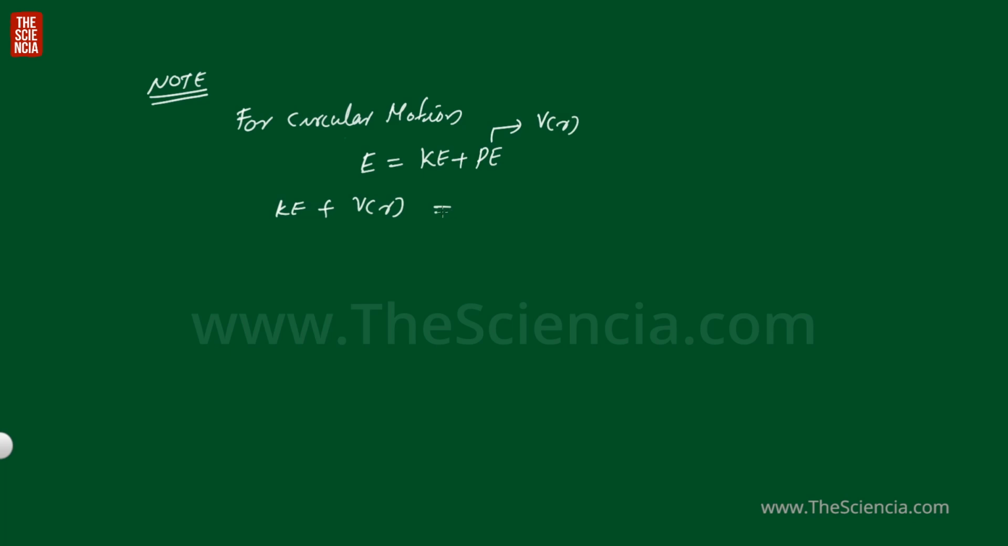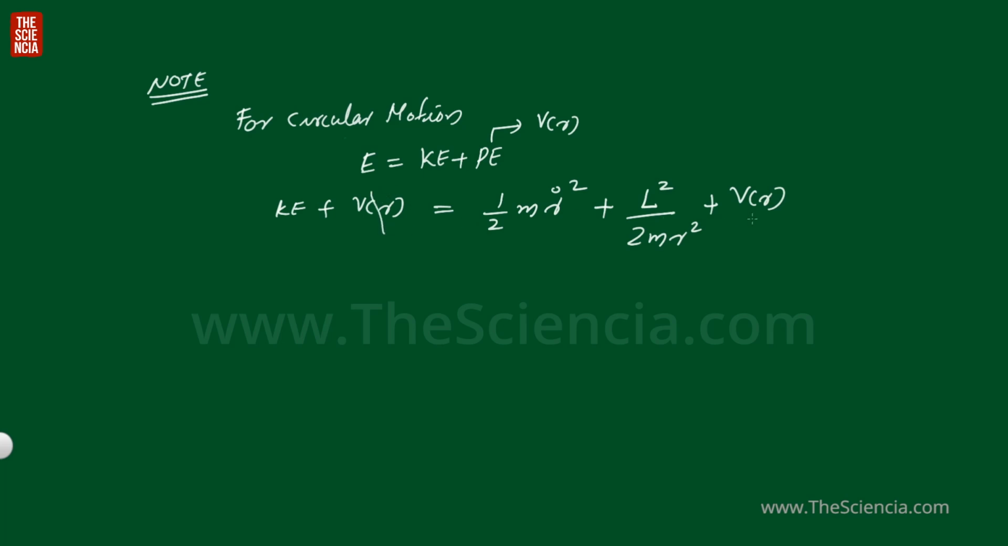A small note for you. For circular motion or any motion, we know the total energy will be kinetic energy plus potential energy. And in the case of a circular motion, this potential energy will be a function of r, that is V of r. That is kinetic energy plus V of r is equal to 1 by 2 m r dot square plus L square by 2mr square plus V of r.